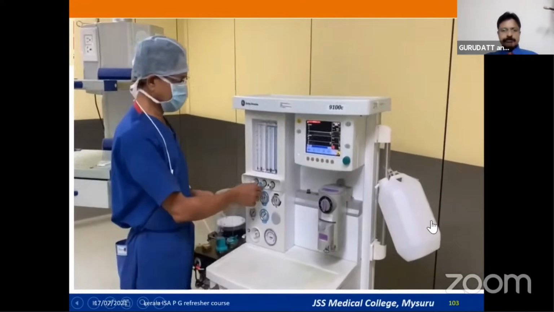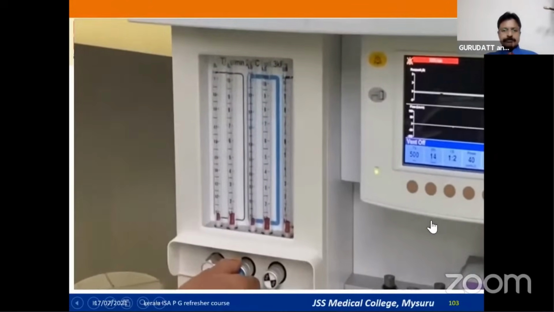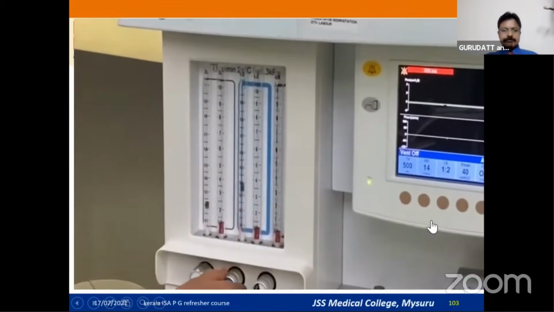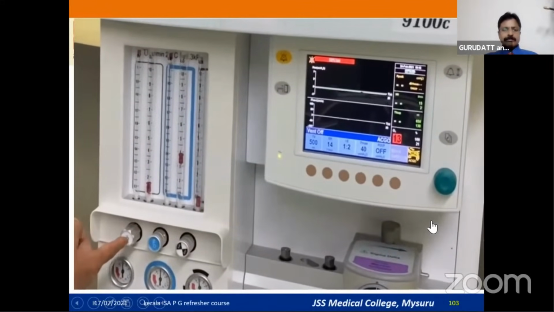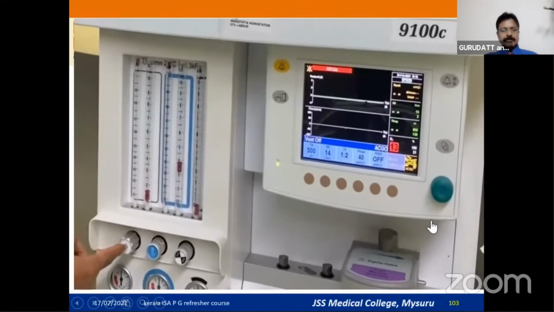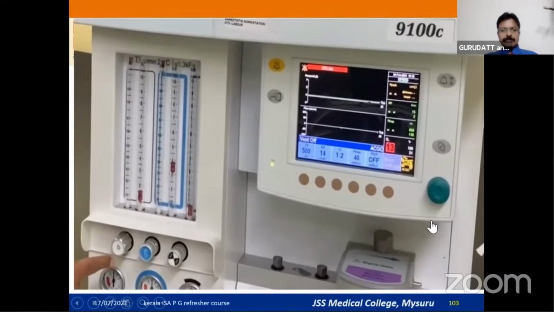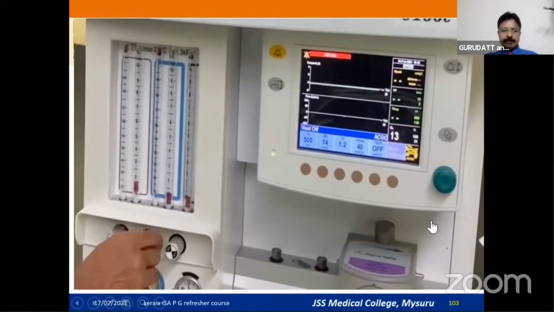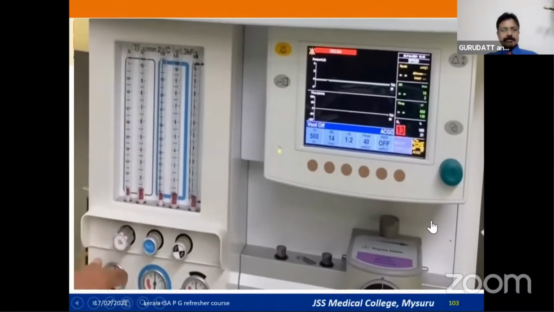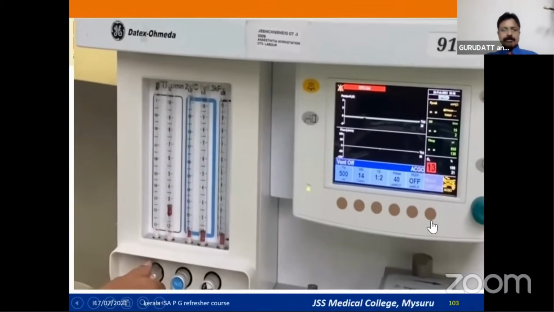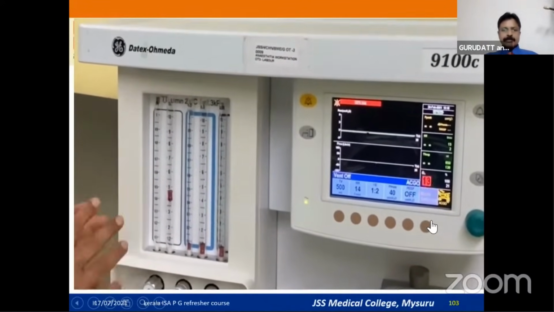Now what you have to do is just open the nitrous oxide flow meter. You can see that when I am opening the nitrous oxide flow meter, the flow control knob of the oxygen is also getting rotated. Now I will close both the knobs of nitrous oxide and oxygen, and try to open only oxygen. So I can open only the oxygen.